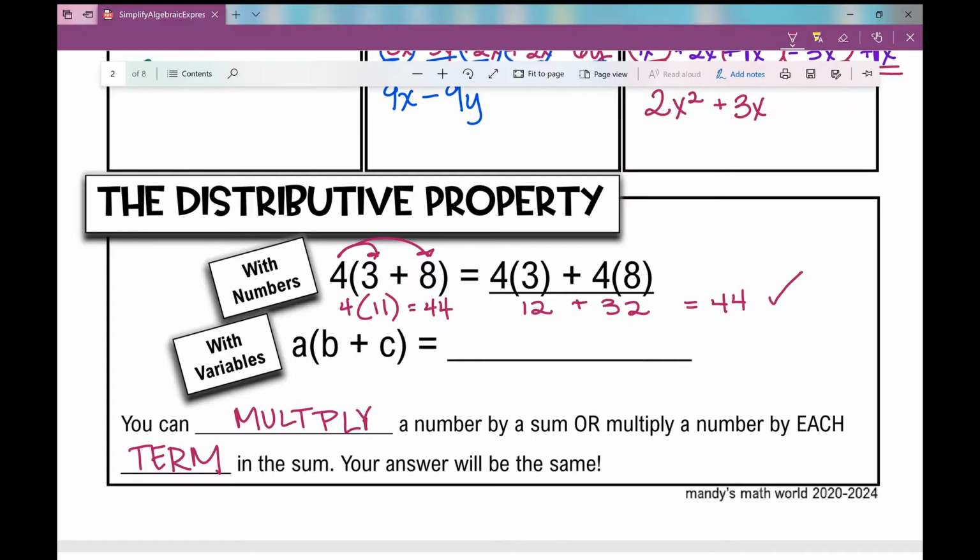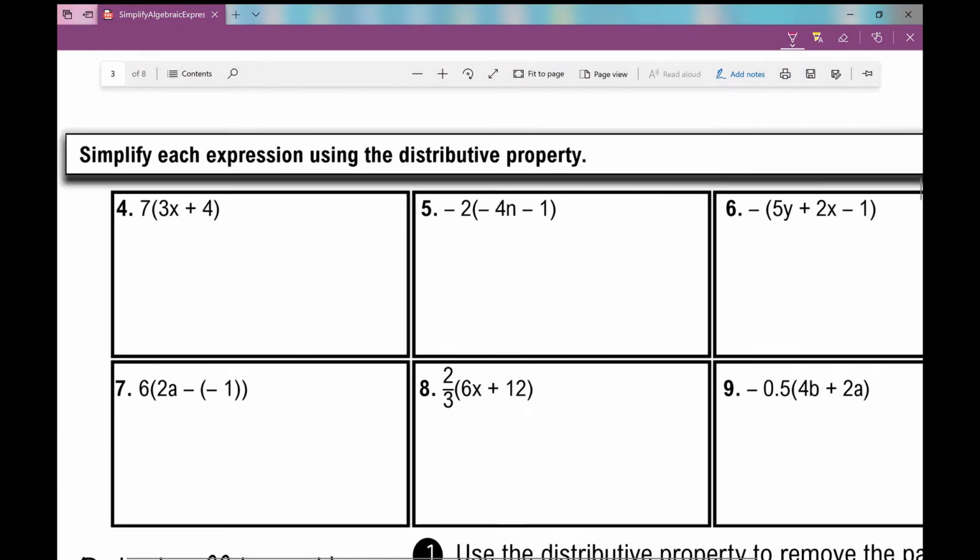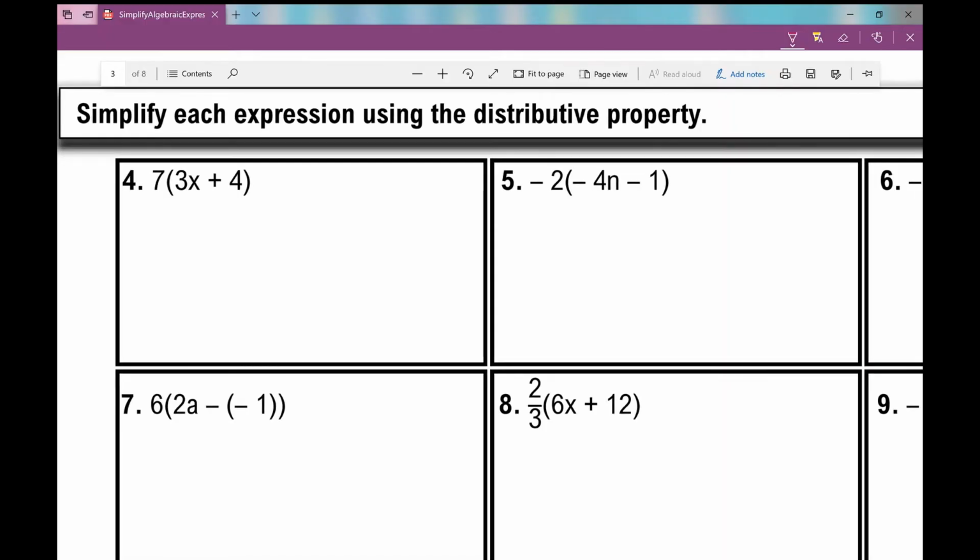So when we look at algebraic expressions, I can do the same thing. I can multiply a times b and then add it to a times c. A times b plus a times c. That's the distributive property. So let's look at some examples of using the distributive property. Let's look at number 4.